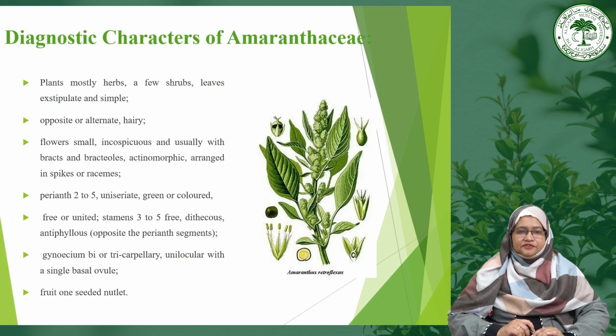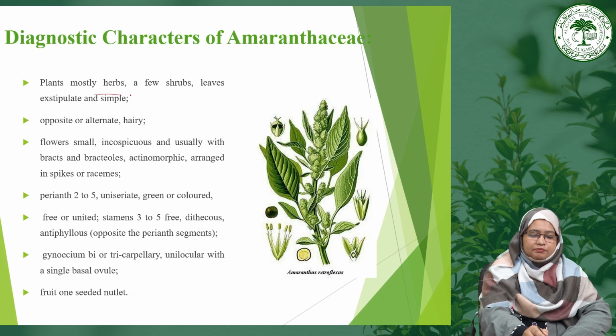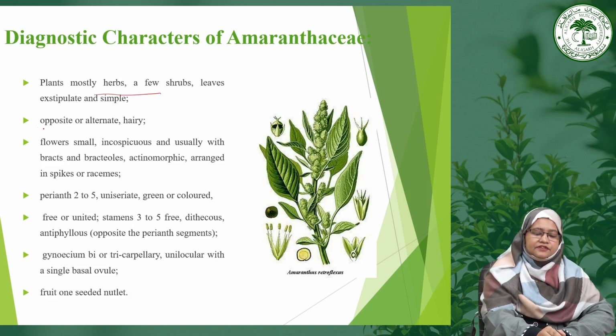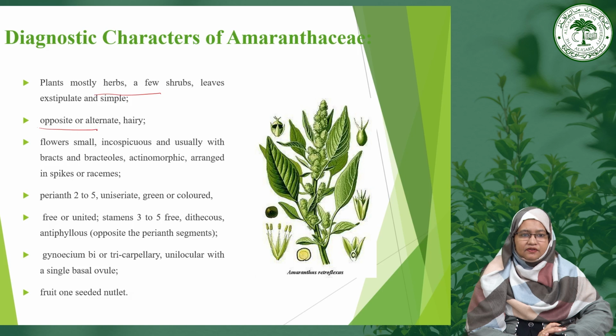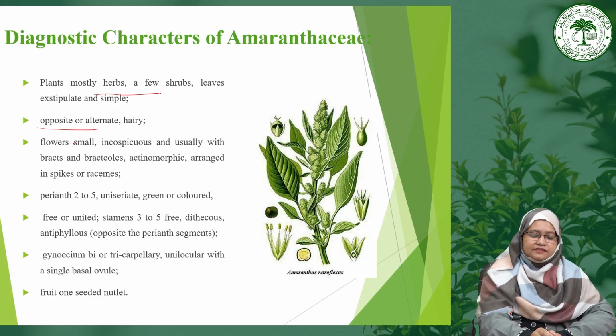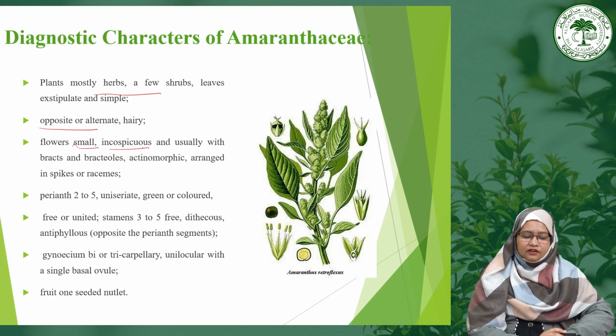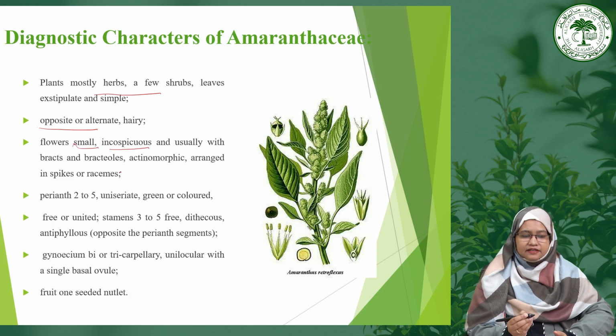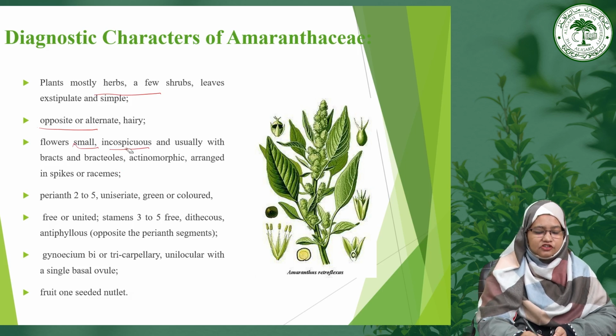And if you see the diagnostic characters of the family Amaranthaceae, generally they are mostly herbaceous. Only a few are shrubs. The leaves generally have opposite or alternate phyllotaxy. They have hairs on their leaves. The flowers are very small, inconspicuous, and usually with bracts and bracteoles that are very prominent and showing. And the flowers are actinomorphic, and they are arranged in the form of spikes or racemes.